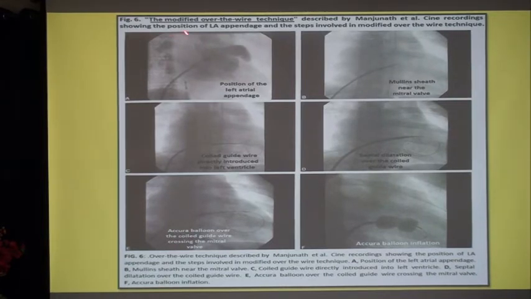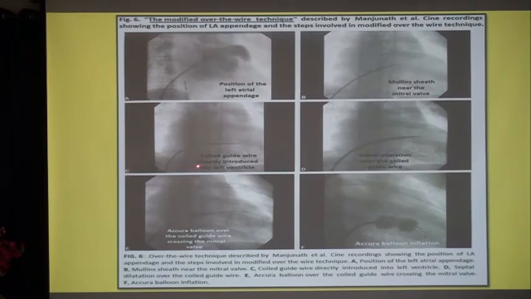So now we have reached the modified over-the-wire technique. The modified over-the-wire technique is described by Dr. Manjunath of CSI. Here you can see the position of the left atrial appendage. Then you can see the Mullins sheath near the mitral valve. Then you can see the coiled guide wire directly introduced into the left ventricle.